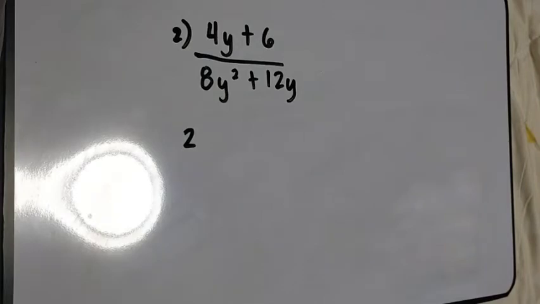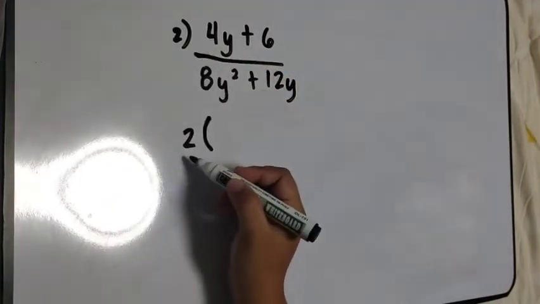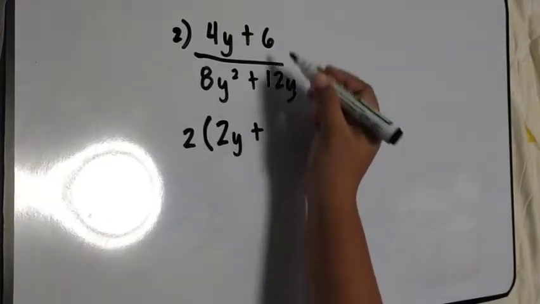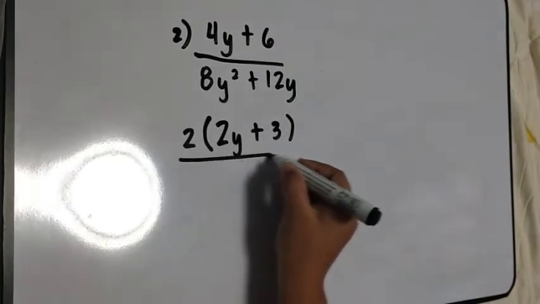Sa variable, meron ba? Okay, wala. Then, divide now. 4 divided by 2. That is 2. Then, copy y. Plus 6 divided by 2. That is 3. All over now.